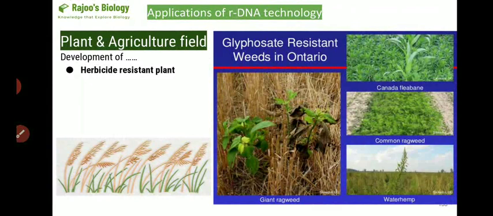Herbicide resistant plants. In a crop field or in farming, herbs are extraneous grasses and plants which grow along with the main crop, and they utilize the same resources which we provide for the main crop. So it is common practice to remove these extra herbs. But in a large field, it is difficult to remove them manually.